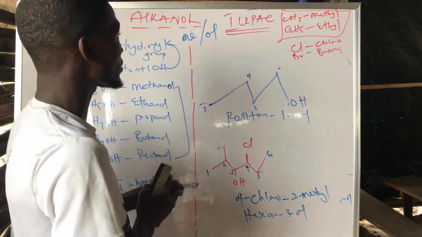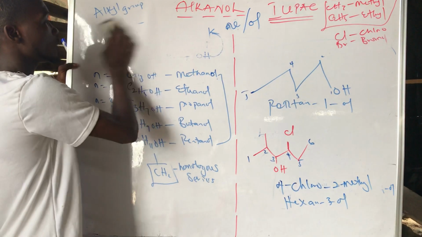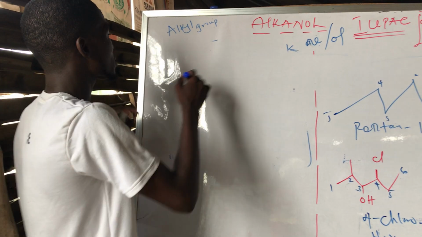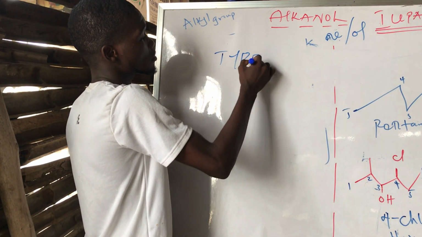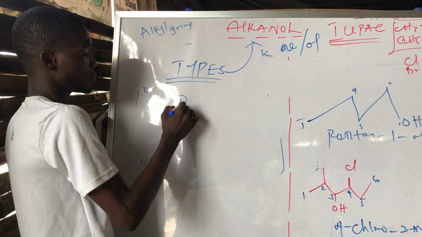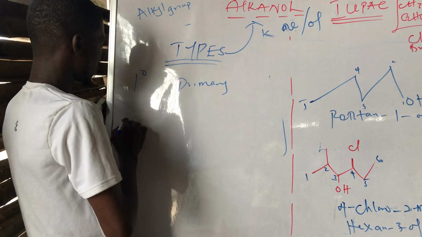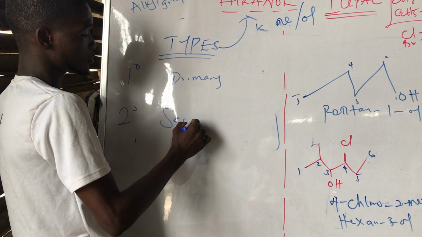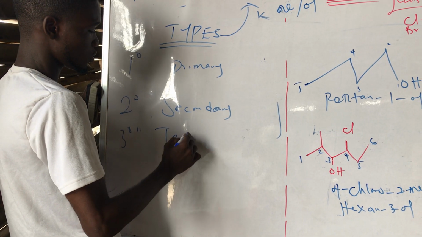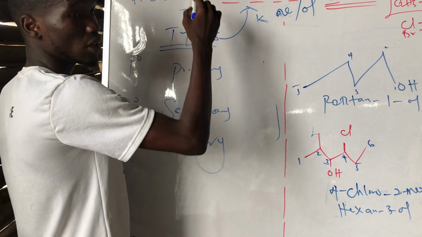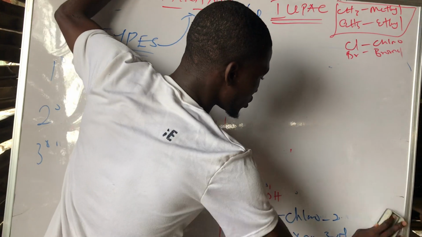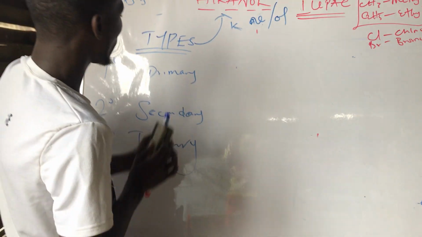So now let's move to the types of alcohol. The types of this alkanol. The first one is primary. The second one is secondary. While the third one, we call it what? Tertiary alkanol.